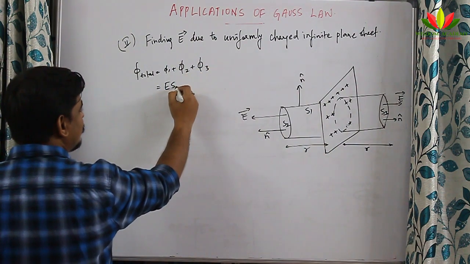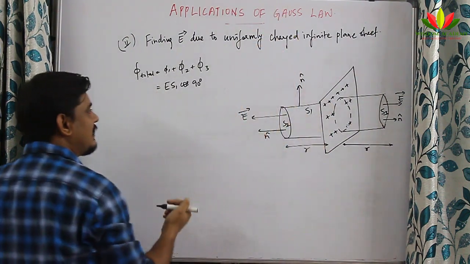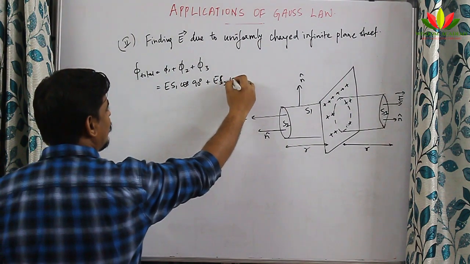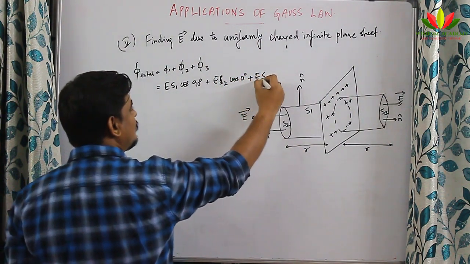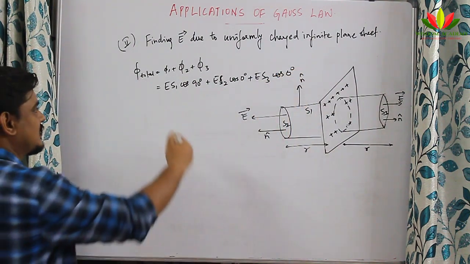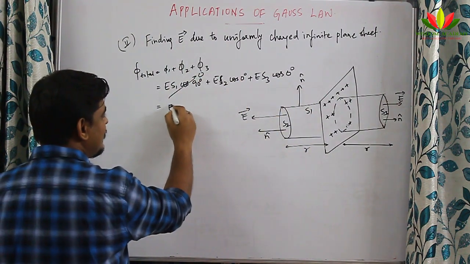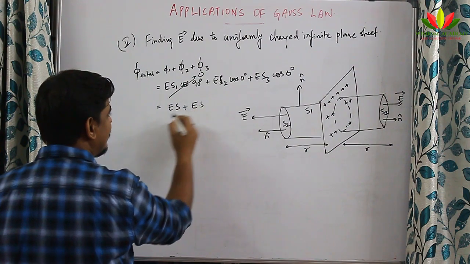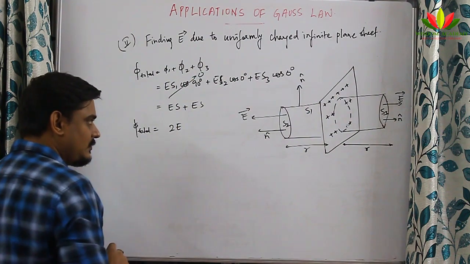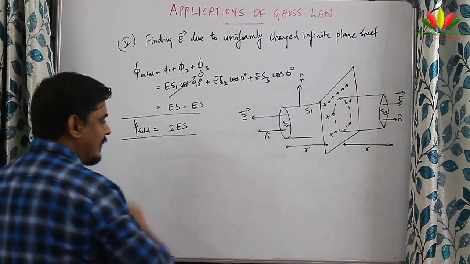So, E into S1 into cos 90 degree, since E is in this direction and the area in this direction, plus E into S2 into cos 0 degree, plus E into S3 cos 0 degree. Now, cos 90 is 0, so the first term gets cancelled and S2, S3 are the same. So, I can write E S plus E S, which makes the total phi 2 ES. This is the value of total phi.